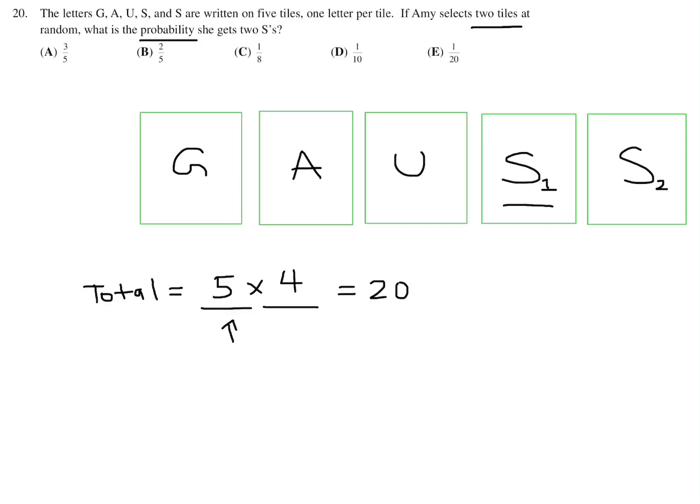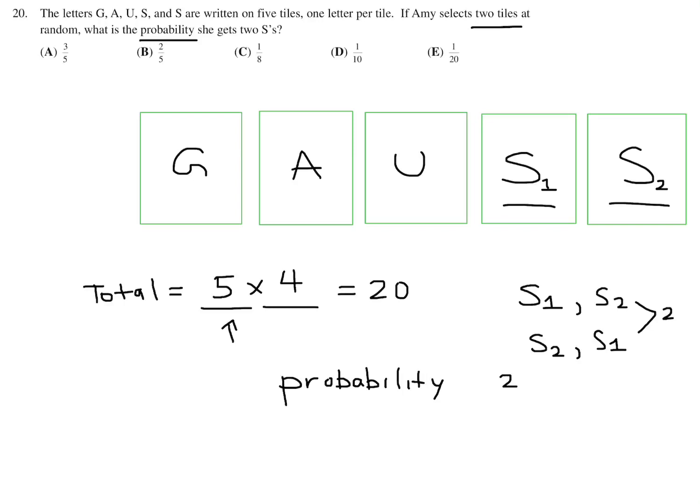Now we want S1 and S2 to be selected by her. There's really only 2 ways of doing that. You can either select S1 first and then S2 second, or S2 can be selected first and then S1 second. So there's 2 ways of selecting the 2 S's. The probability, therefore, will be 2 divided by the total, which is 20. And that is 1 over 10 in lowest terms. So 20, the answer is D.